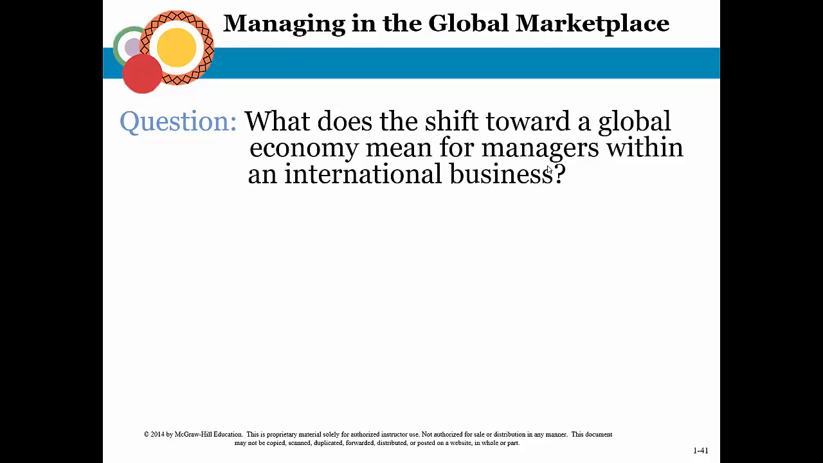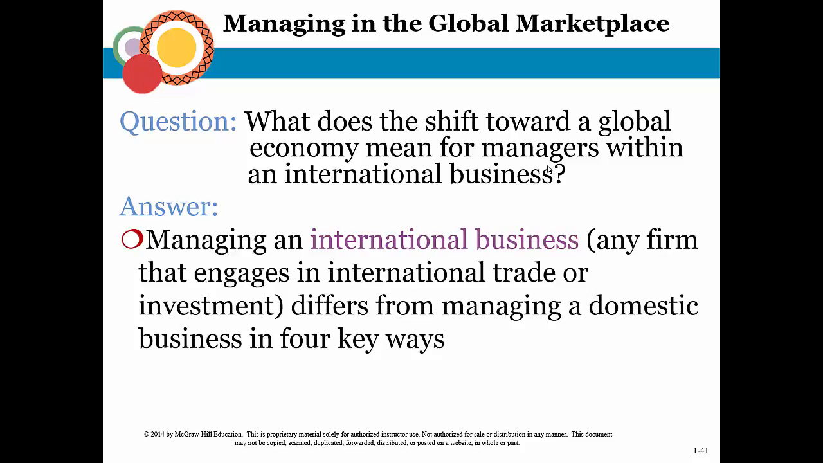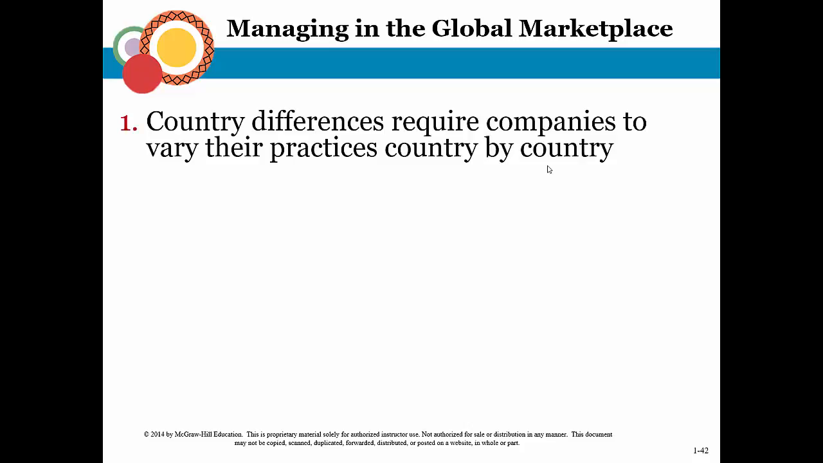But what does this really mean? Or what does the shift towards a global economy mean for managers within international businesses? Essentially, it means that you have to develop new business skills. You have to be able to manage on a global level. Managing an international business requires managers making different choices than managing a domestic business, and it can be boiled down into four key areas, if you will.